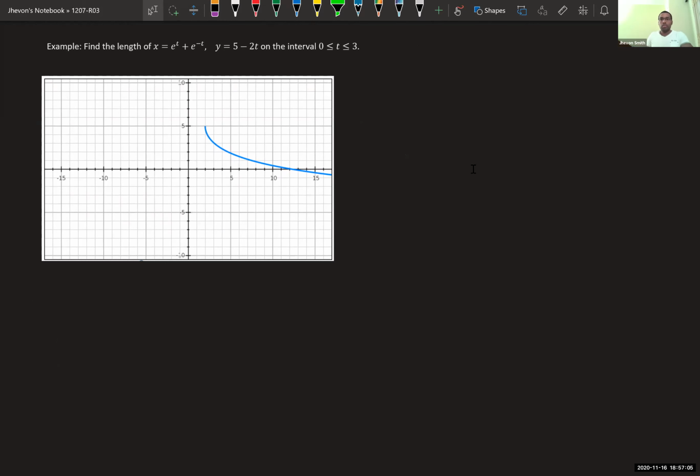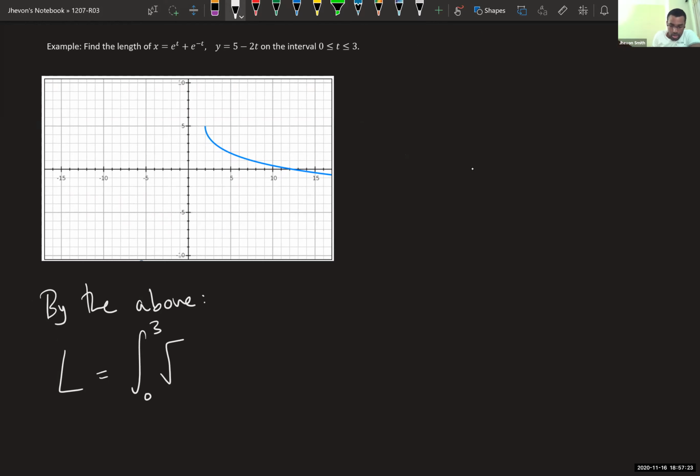Okay. So here I'm given a parametric curve. By the above, the length of this curve is going to be the integral from 0 to 3 of the square root of x prime of t squared plus y prime of t squared dt.